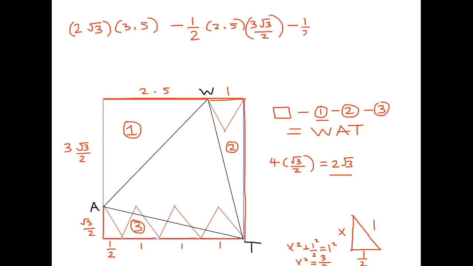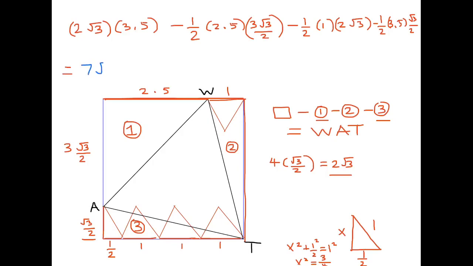Triangle 2 is 1/2 base times height. The base is 1, the height is the full height, which is 2 root 3. And finally, one last one, 1/2 base times height for this one, number 3, is 3.5 times this little guy here, root 3 over 2. And that's it. Now, as long as you don't make any mistakes, you should get the area of WAT.